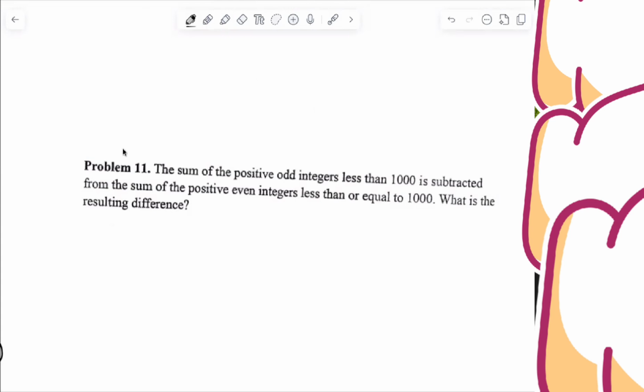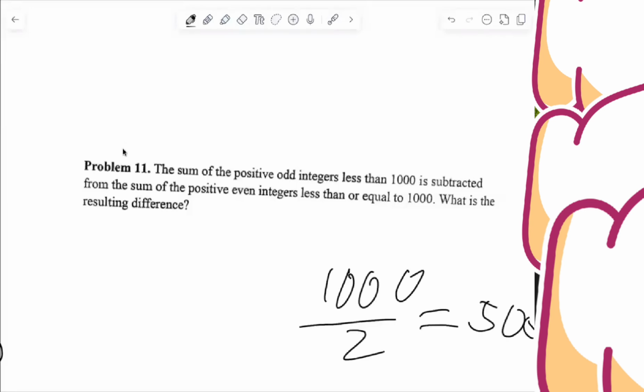All right, so let's get started with this question. The sum of the positive odd integers less than 1,000 is subtracted from the sum of the positive even integers less than or equal to 1,000. So that's a total of 500 even integers, because the number of even integers is 1,000 divided by 2, which is 500. There are 500 odd integers.